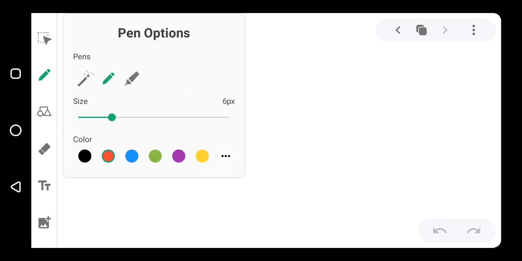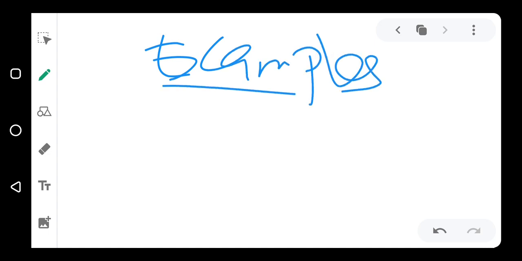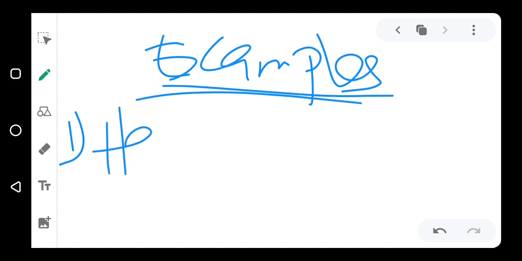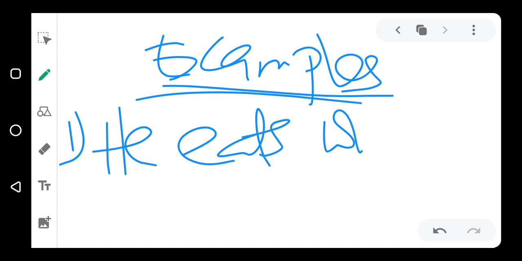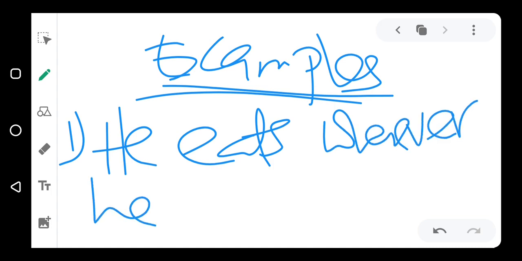Now, examples of adverbial clauses. Example 1. If we have a sentence like, he eats wherever he goes. Wherever he goes.